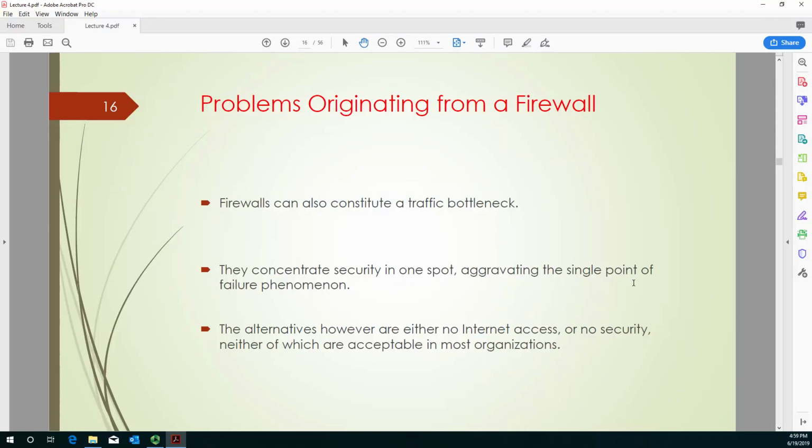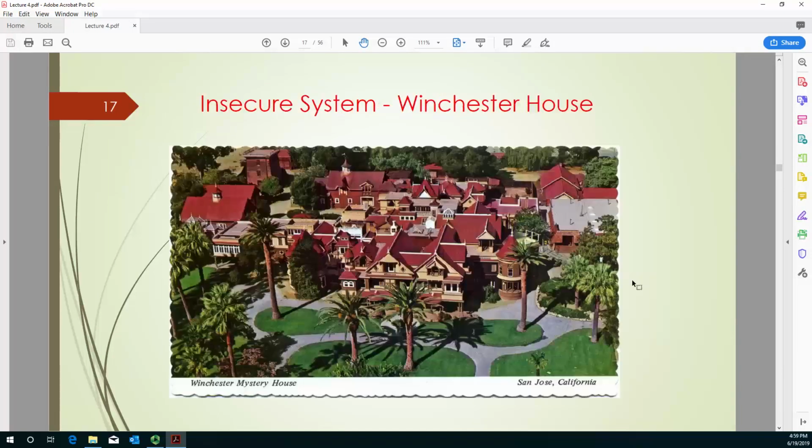So problems originating from a firewall could be, a firewall can constitute a bottleneck, can reduce your speed of traffic, etc. They could also concentrate security in one spot. Maybe the traffic coming through the firewall is secure, but then there are other ways of getting into the network. But there has to be some security, right?